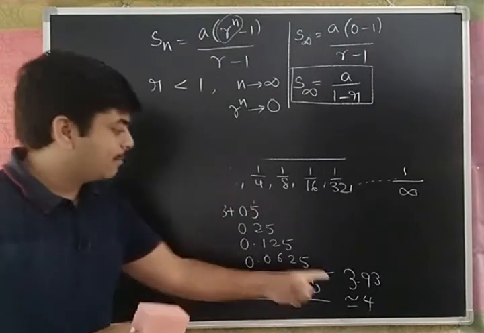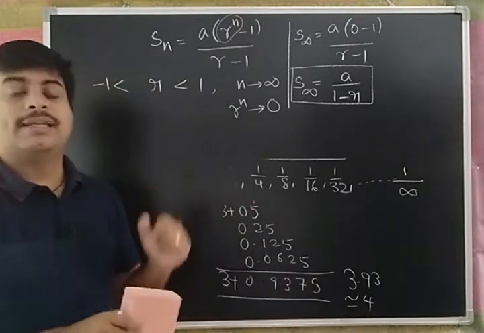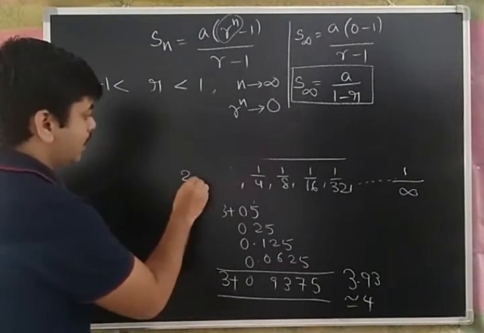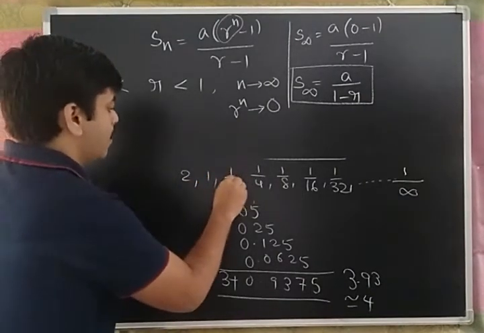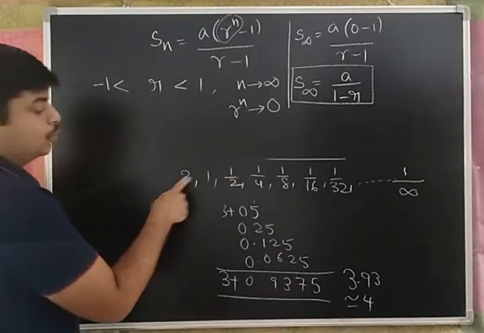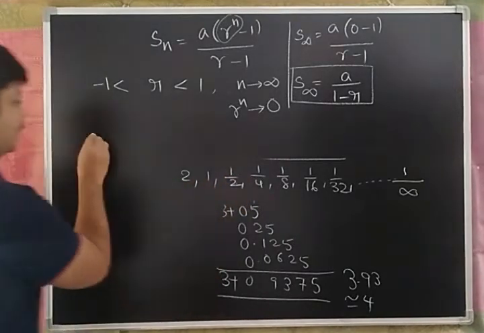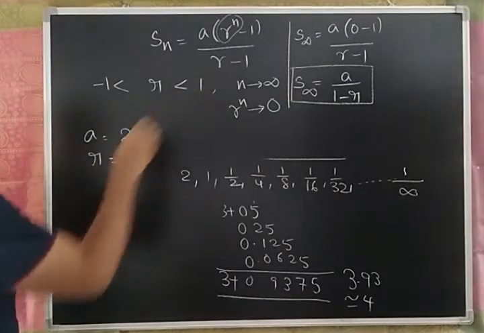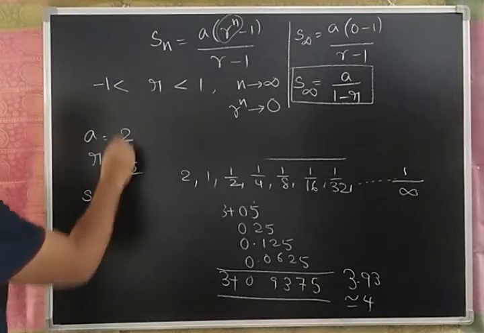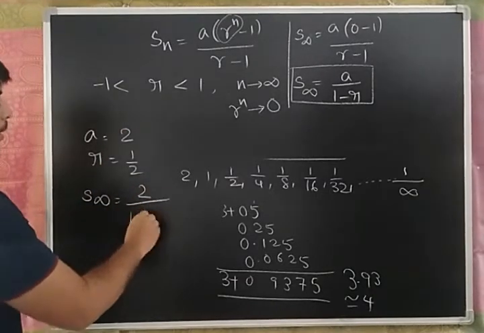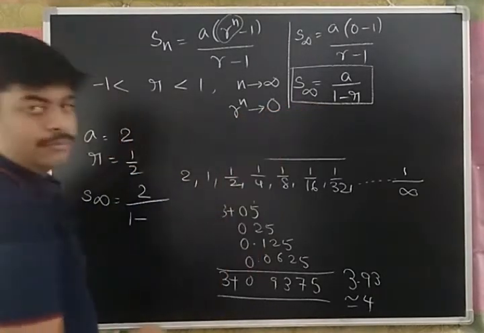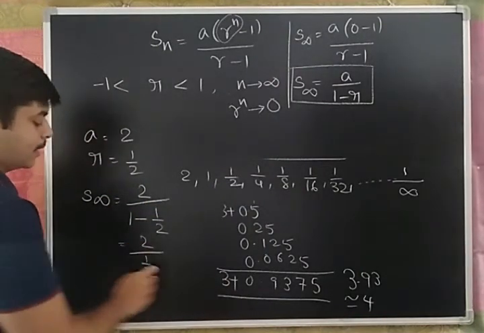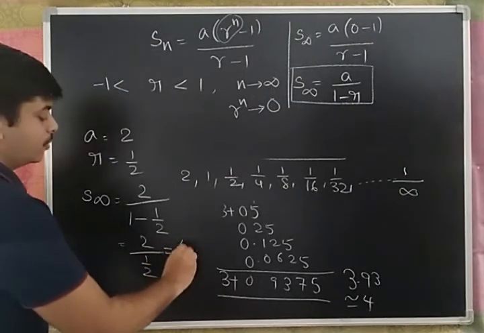Let us take this example. As we already have an example and as we already have an answer, let us try with this one. If you remember, the first term is 2, then 1, then 1 by 2. So what is a here? a is 2. The common ratio is 1 by 2. So substitute in the formula, S infinity is equal to a by 1 minus r. 1 minus 1 by 2. So it is 2 by 1 by 2. This 2 gets here, which is equal to 4.